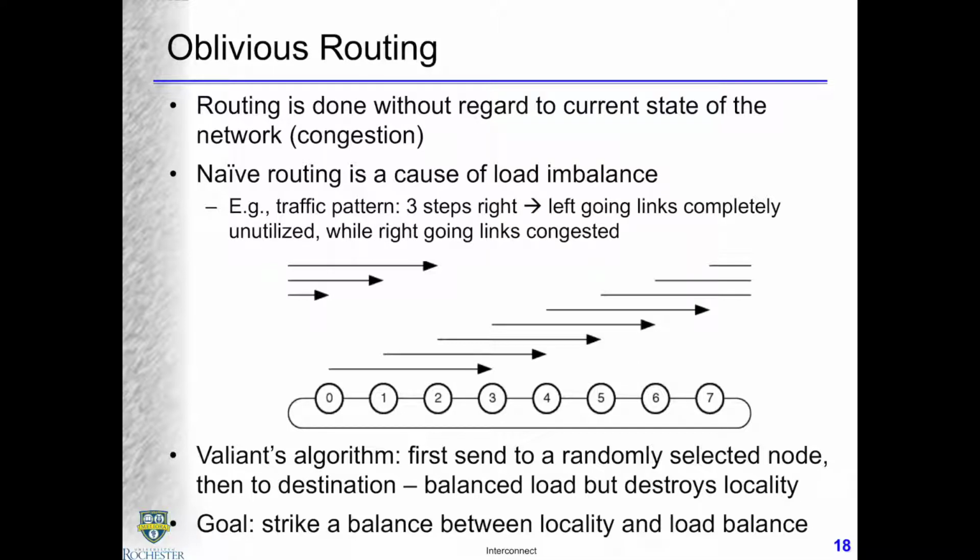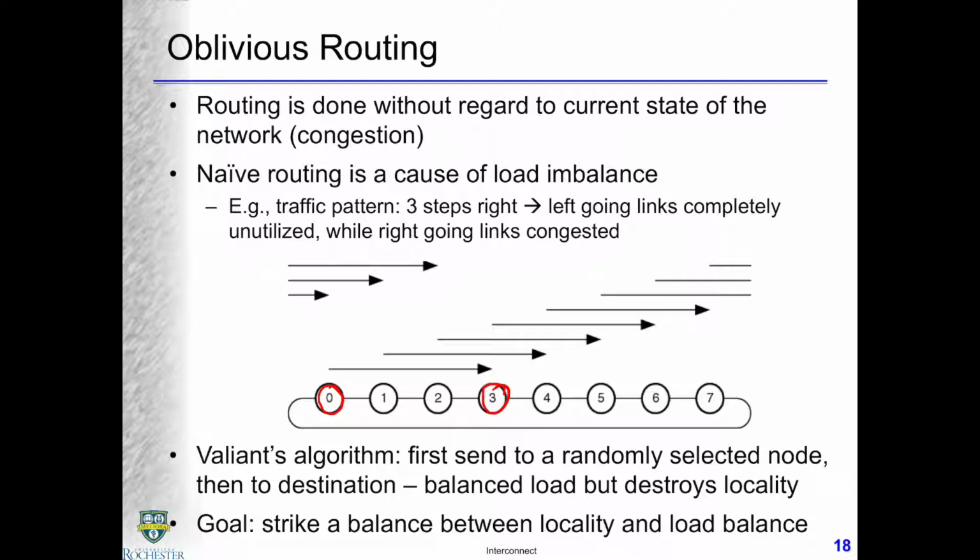Okay, this can cause load imbalance because we're oblivious to that. Here's an exaggerated example. I have a ring, 8 nodes on the ring, and the traffic pattern is very simple. Everybody sends to 3 nodes down to the right. So 0 is sending to 3, and so on. And since the ring contains 8 nodes, going 3 steps to the right obviously is faster than going 5 steps to the left direction, wrap around from 0 to 7, right? So everybody would be doing that.